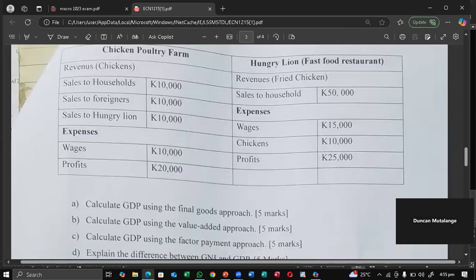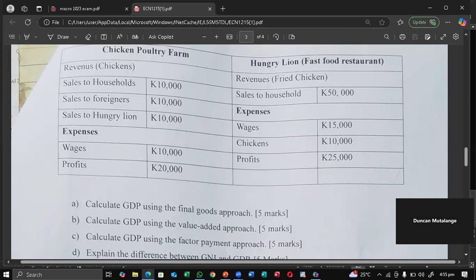So now here we have, for example, let's start with the poultry farm. So you have revenues out of the chickens. So this poultry farm, we are saying we have sales to households. Now, households are simply talking about people, you and me. You know, we buy things, we take home. You don't take home to go and make chickens. That's a business now, okay?